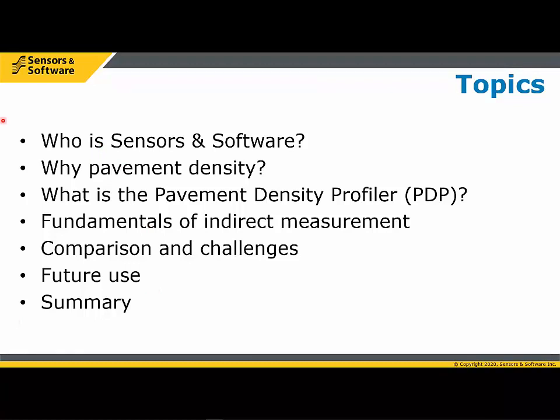So we'll go through some of the topics I want to get through today. We'll go through who is Sensors and Software, just give you a quick history of us, not too much detail, why pavement density, and then what is the Pavement Density Profiler, so you get a sense of that. One of the things that I've found is that people don't have a good understanding sometimes of indirect measurement principles, so I put some topics on that just to help out and clarify what we're doing and why there are some challenges and differences in how these various methods can be used. Some commentary on future routes, and then just summarizing and hopefully opening up for questions.